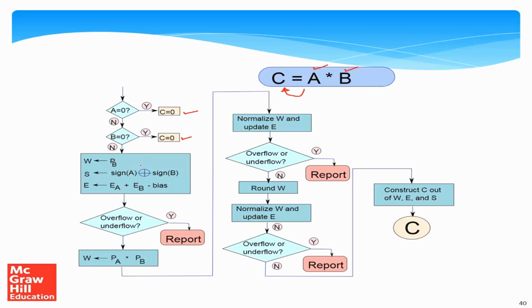Otherwise, some amount of additional work is required. So let's see what the additional work is like. So the first thing that we do is we compute the sign of the result. The sign of the result is an exclusive OR of the signs of A and B.